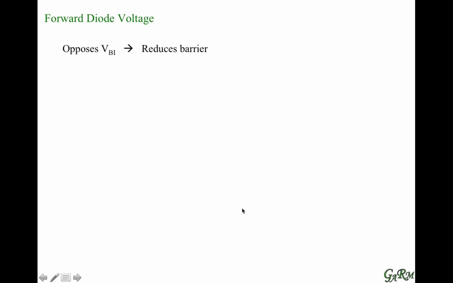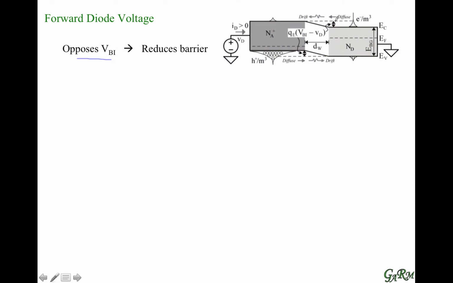Well, what about if we put a forward voltage? If the reverse voltage reinforces the field, a forward voltage opposes the field. In opposing the field, we reduce the barrier that charge carriers need to overcome to diffuse and cross the junction. And similarly, we also reduce the barrier that holes need to overcome to diffuse and cross the junction. So dopant carriers are crossing the junction.